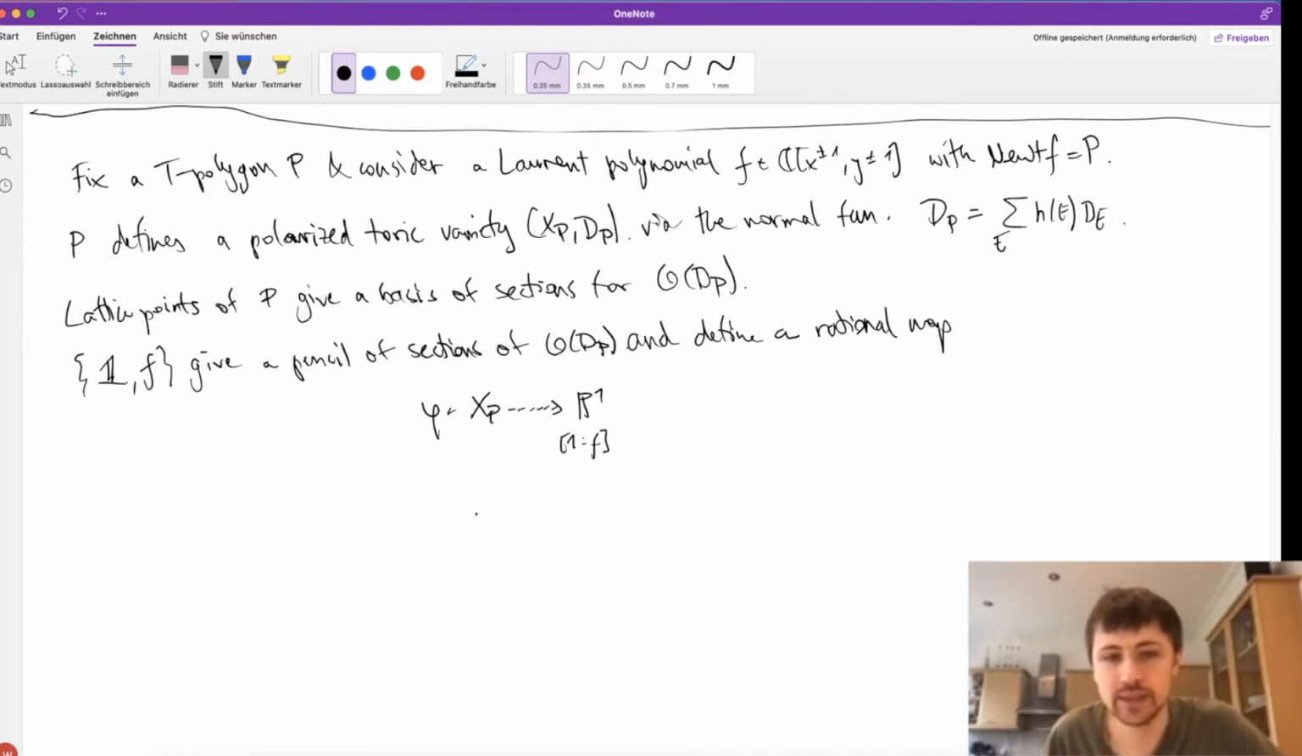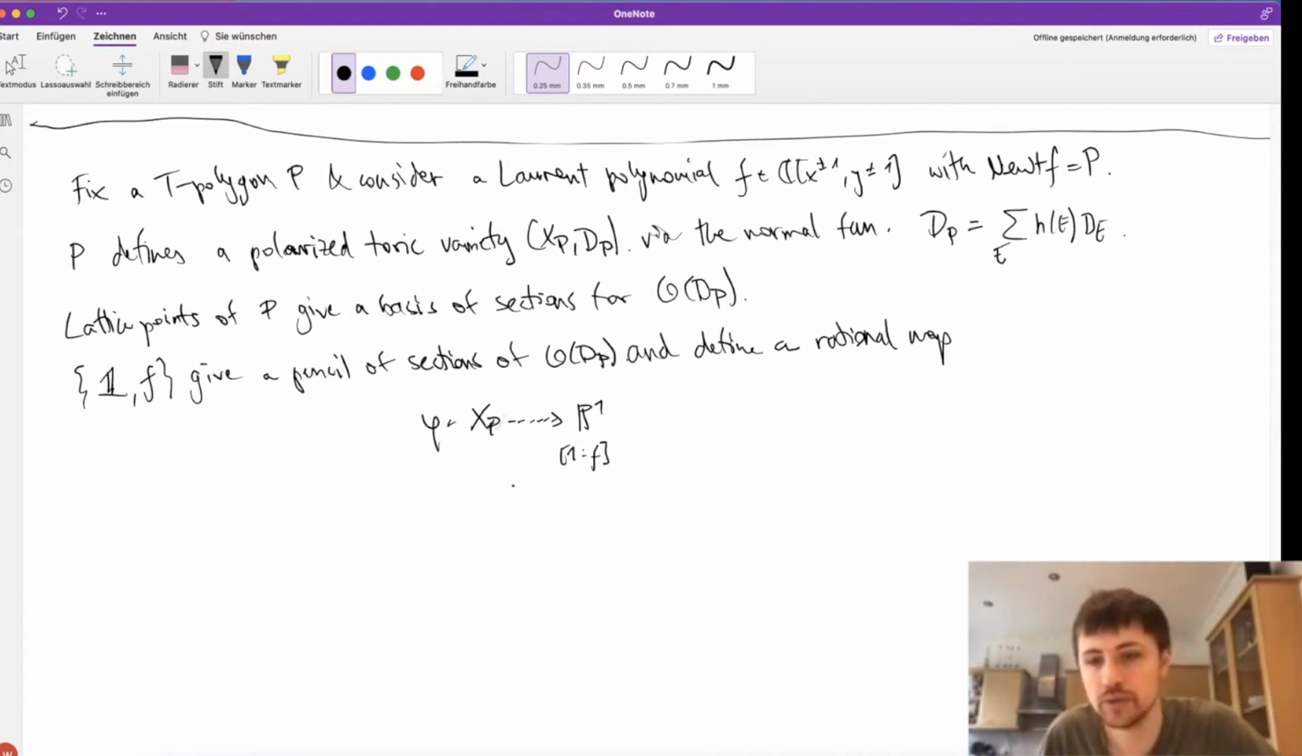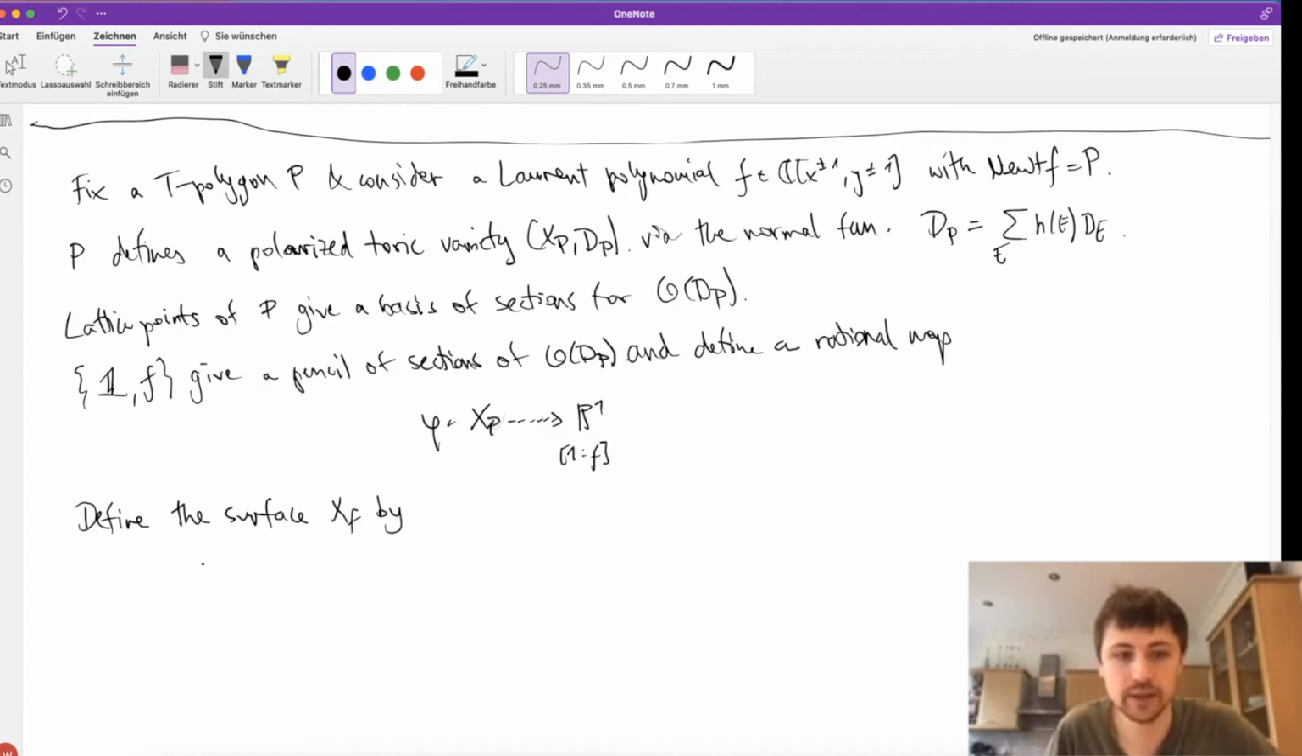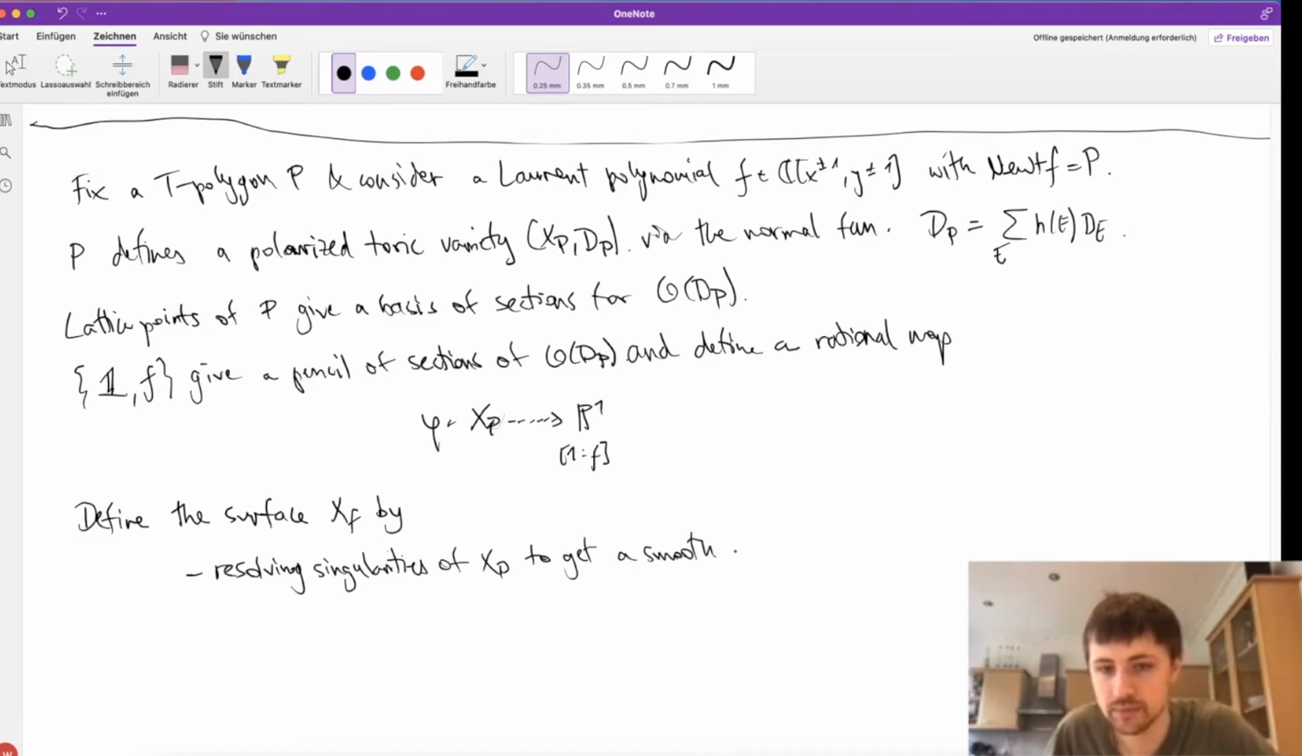So basically what I want to do now is resolve this rational map. So I define the surface X_f. The first thing I want to do is this: the toric variety X_P is usually singular. So I want to do a toric resolution of singularities, resolving singularities of X_P to get a smooth toric surface X_P tilde.